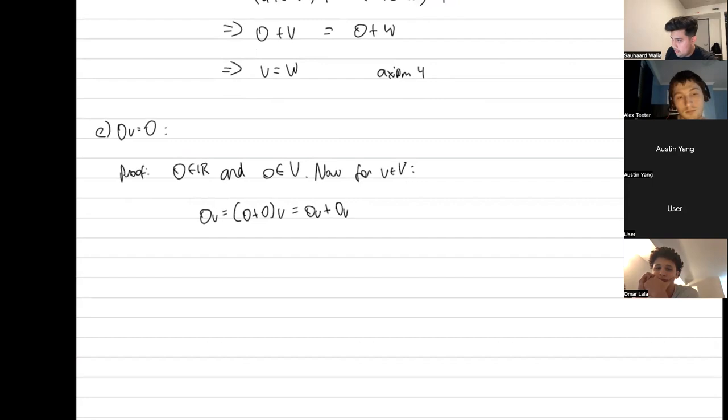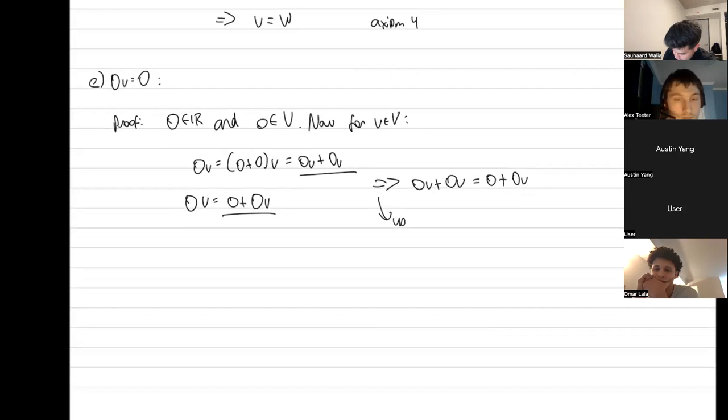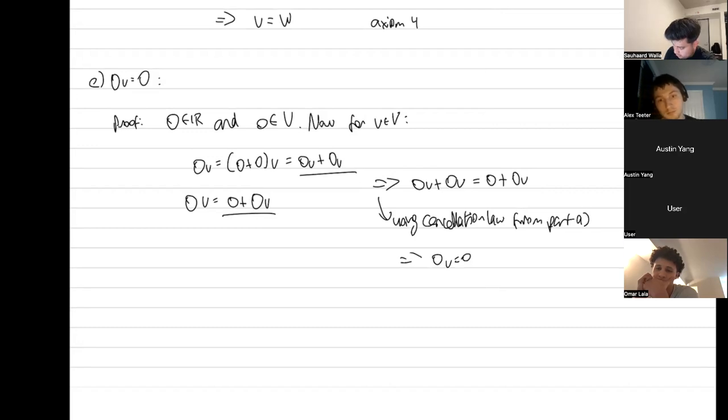Now, another thing we know about 0v is that 0 multiplied by v, because of axiom 3, I believe it is, is the same thing as 0 plus 0v, right? We're saying 0v is equal to this, and it's equal to this. So we're saying that as a result of both of these equations, 0v plus 0v is equal to 0 plus 0v. And now we're going to make use of the cancellation law we proved in part A. 0v equals 0. That's it. Does that make sense for everyone? Okay, I'll take the silence as a yes.